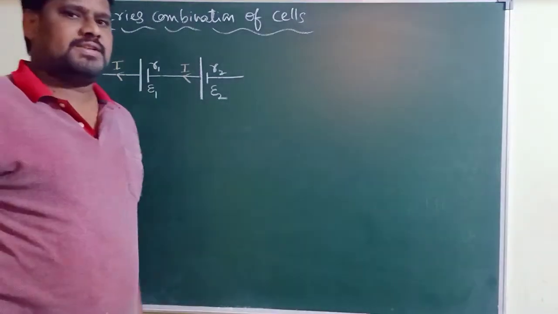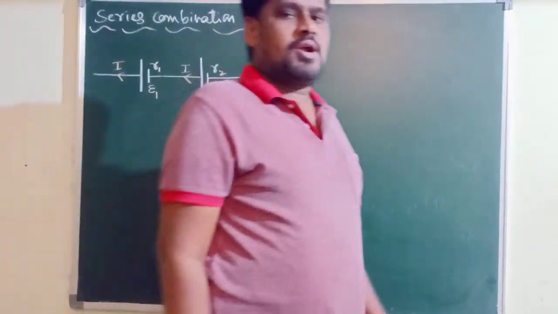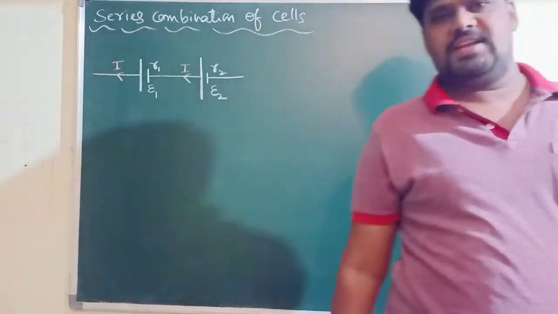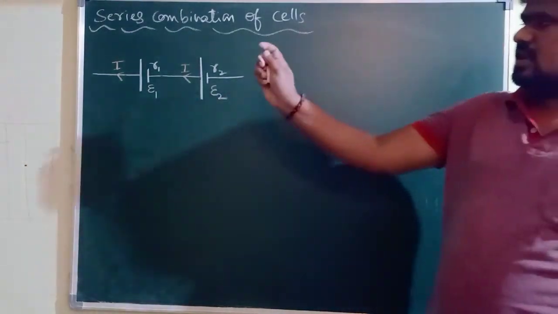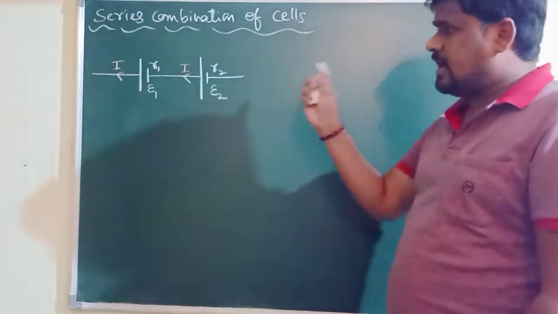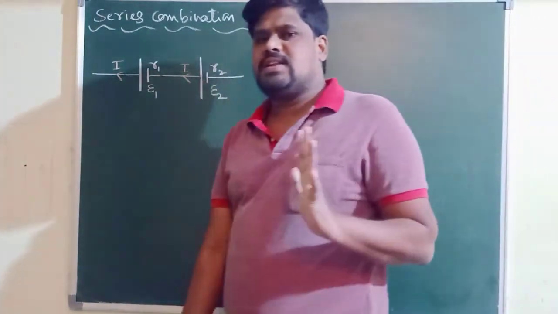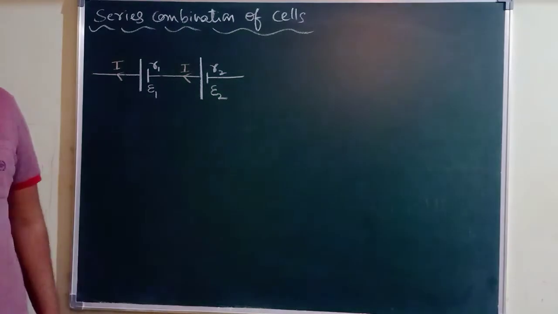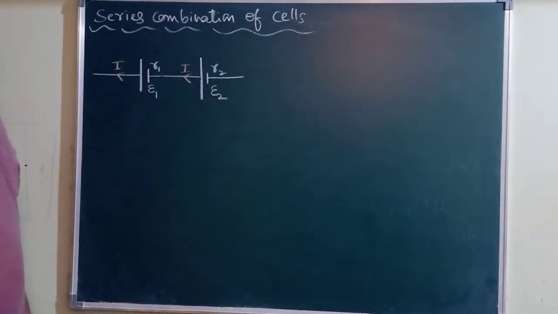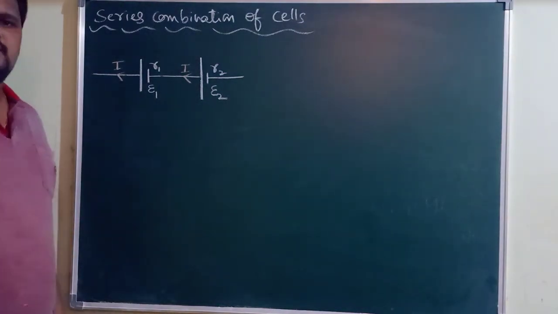Concentrate on this important sentence here. When a number of cells are connected in series, that is, connected end to end, the current drawn by each cell will be the same. In all the cells the current is the same.